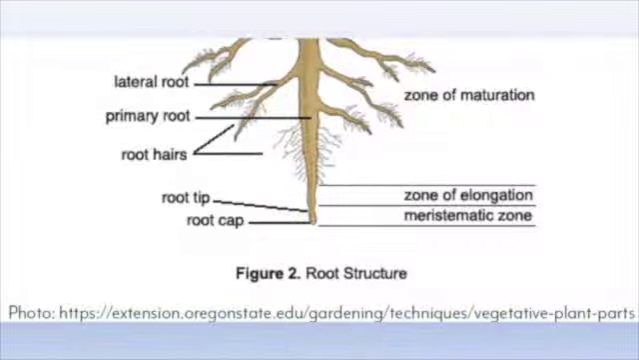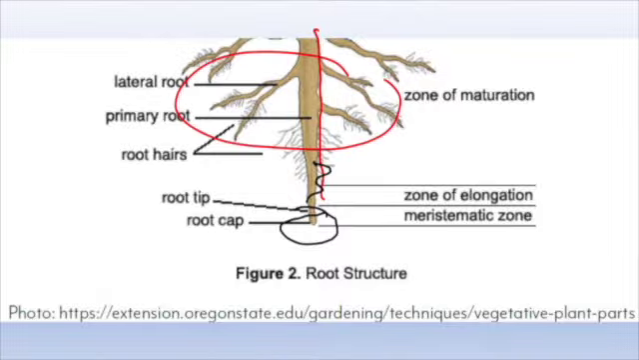So here is a picture. If you're paying attention, you know this is a taproot. It has that one root coming down here. Here's your meristematic zone right here. Here is your zone of elongation, and I changed colors. And here is your zone of maturation.